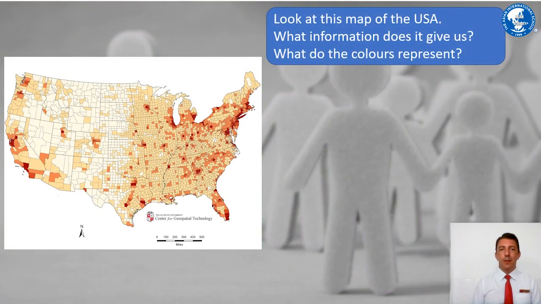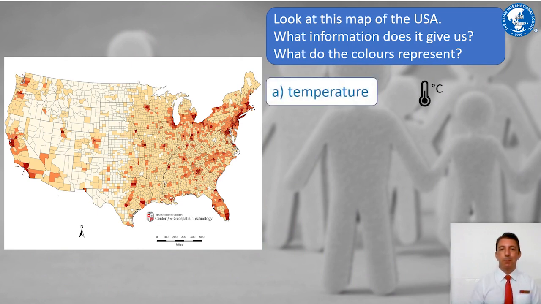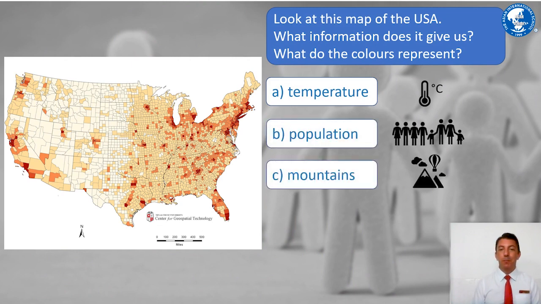So let's start with this map. This is a map of the USA. What information does it give us? What do the colors on the map mean? Are they temperature, population, or mountains? So do the dark red areas indicate a higher temperature, or more people, or does it show us where the mountains are?